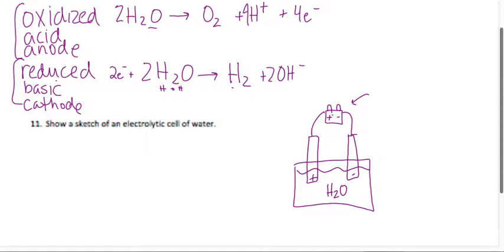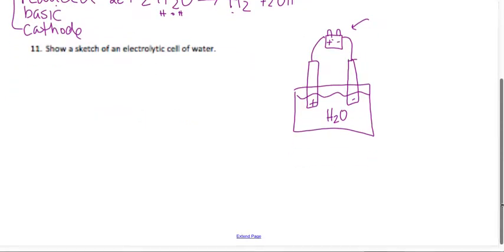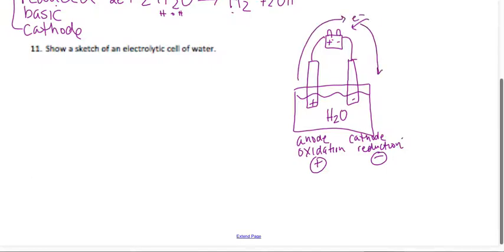But the bad news is that the positive now is the anode and the negative is the cathode, which sucks. But it's not a big deal. That's literally the only difference. Oxidation still occurs here. Reduction still occurs here. Okay? So that sign is really the only difference. Electrons still flow the same. How do electrons flow? Anode to cathode. So our electrons flow from anode to cathode.